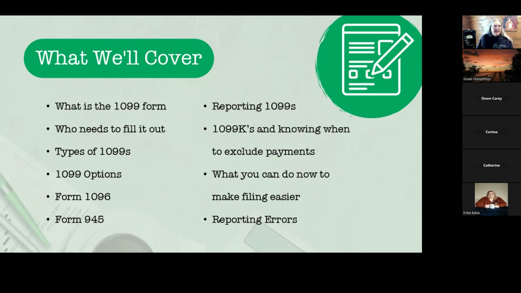So what we're going to cover today is what is a 1099 form, and who needs to fill it out. There's a bunch of different types of 1099s and options for what you put on what form. We're also going to discuss the 1096, which is only needed if you mail returns in, and the Form 945, which is for backup withholdings. Knowing what payments to exclude or include on the 1099 NEC based on the 1099K requirements, what you can do now to make filing easier, and what to do if you have reporting errors.